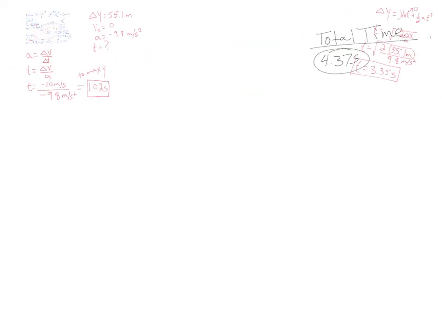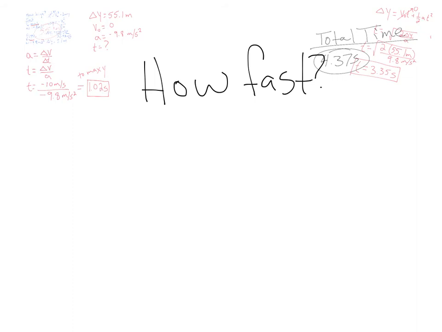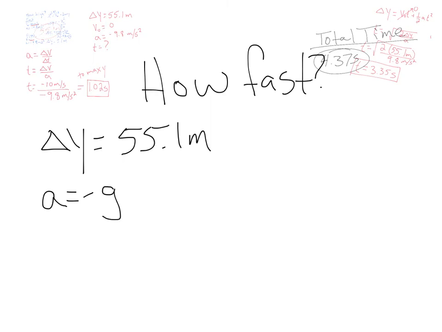Finally, let's find how fast. And so to find how fast, we still want to just look at that second situation of traveling down, in that we have a displacement of 55.1 meters. We have an acceleration of negative g. We can use our time, or we can look at our initial velocity is 0, and we want to find what is our final velocity.